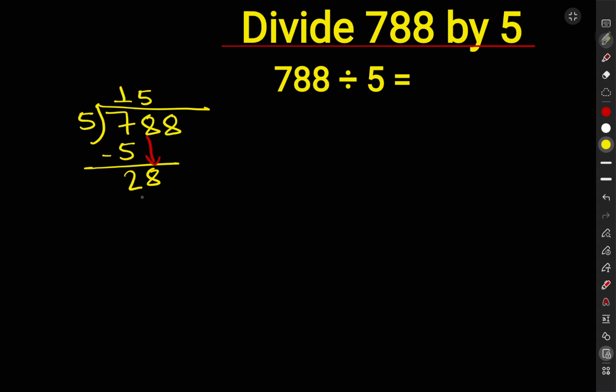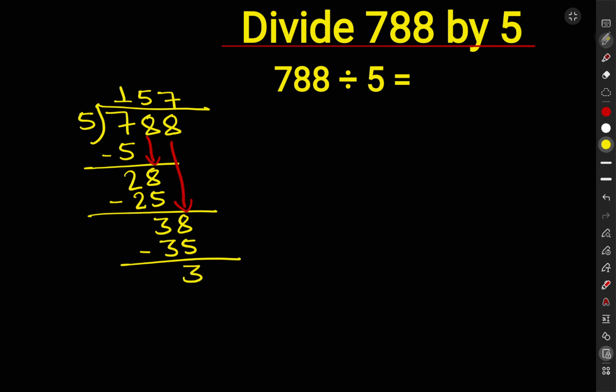5 times 5 is 25. On subtracting we get 3. So again we put down this 8 and it is 38. 5 times 7 is 35. On subtracting we get 3.